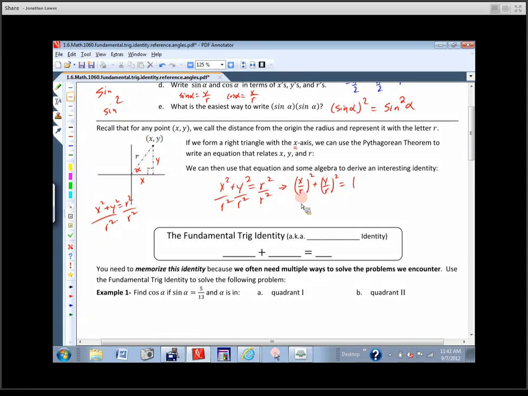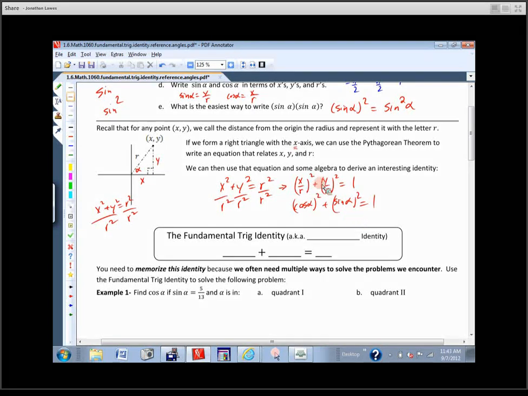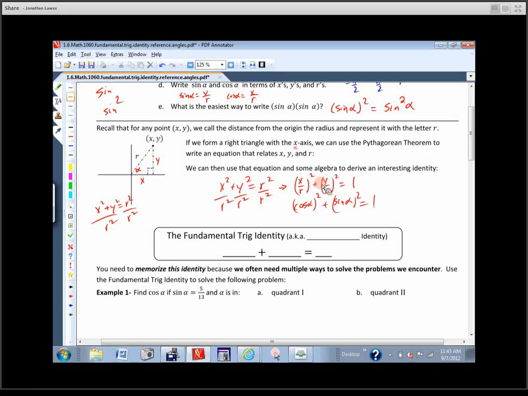So this would be cosine of alpha, quantity squared, plus sine of alpha, quantity squared, equals 1. It's also the equation for a circle, isn't it? Yeah. Not quite. Not quite. It's close. Good thinking.